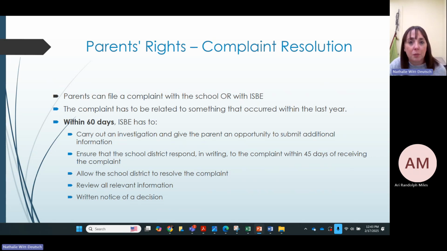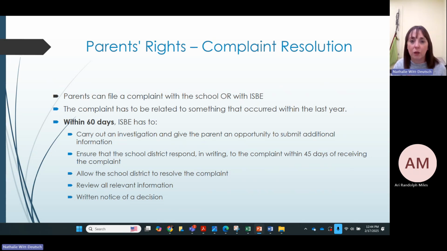As soon as you are not happy with something, I suggest that you address it right then and there so that you can get the process started. Once you file the complaint with the school or the Illinois State Board of Ed, within 60 days ISBE has to carry out the investigation and give the parent an opportunity to submit additional information. So even if you went to the school, the school then has to take your complaint and direct it to the Illinois State Board of Ed, and then the Illinois State Board of Ed has to be responsible for all responding.